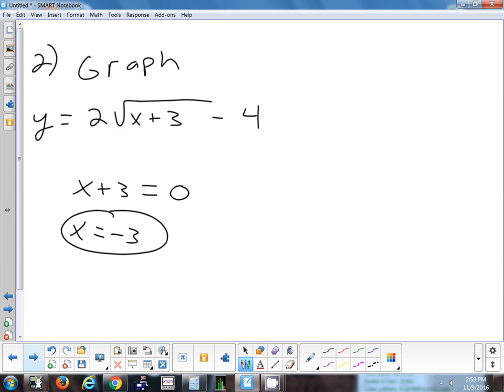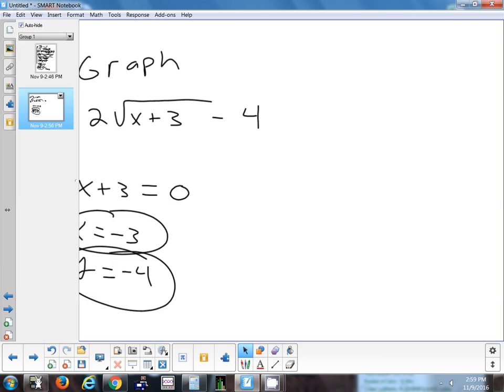What's negative 3 plus 3? 0. Yeah, we already knew that part. And then the square root of 0? 0 times 2? 0. Minus 4? Minus 4. So that is the start point of your graph. Okay, -3, -4. Okay, so I'll graph that point.